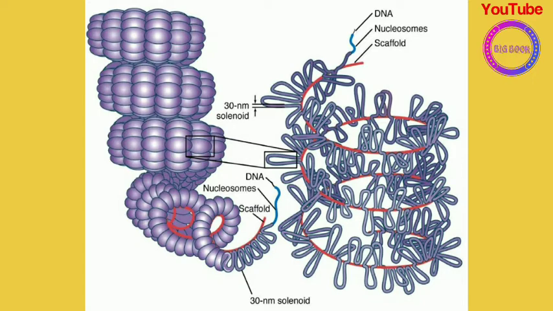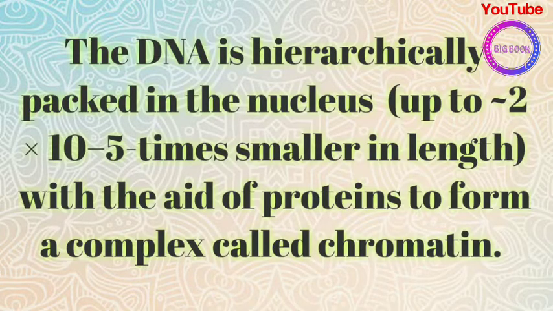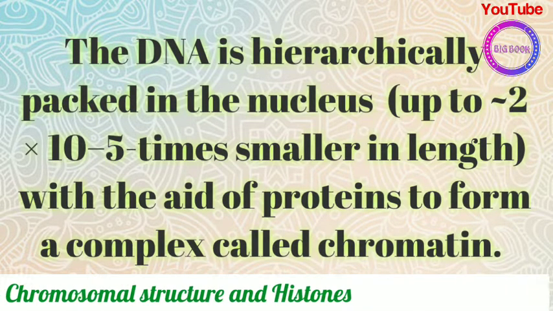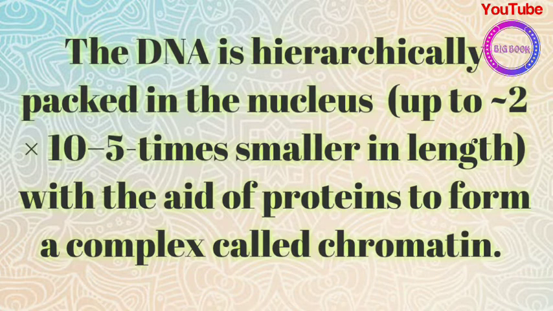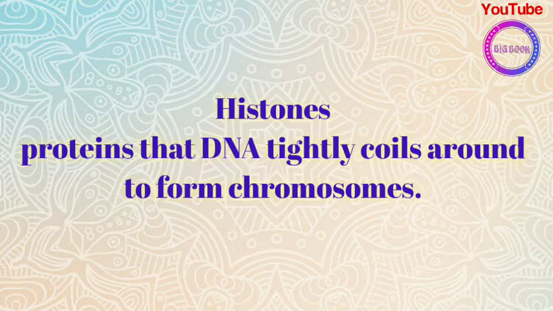The next slide. The DNA is hierarchically packed in the nucleus up to 2 x 10^-5 times smaller in length, with the aid of proteins to form a complex called chromatin. The proteins are the histones. Histones are proteins that DNA tightly coils around to form the chromosomes.